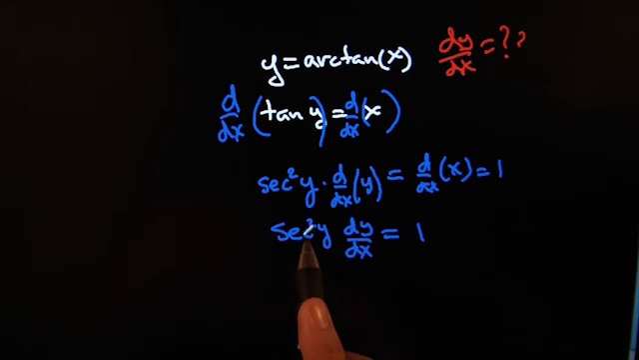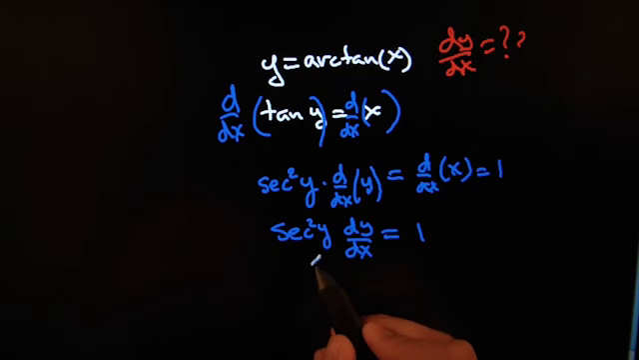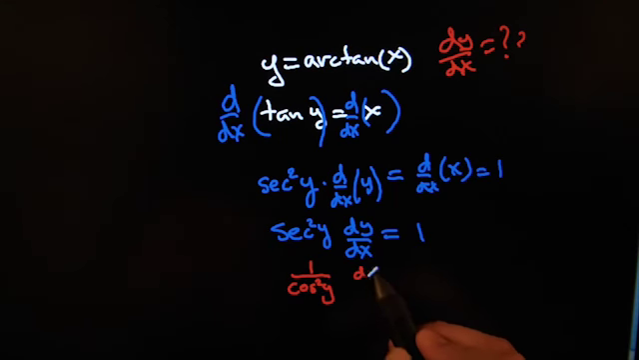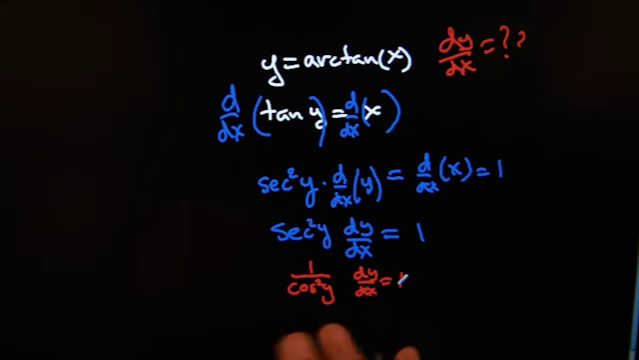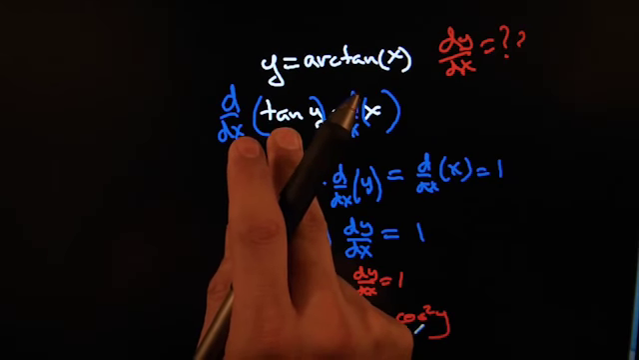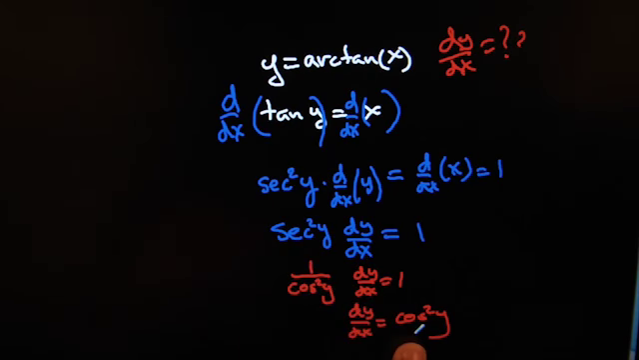Now you know that secant is 1 over cosine, right? So maybe it might help if I write it like 1 over cosine y times dy/dx is equal to 1. Maybe I could slap a cosine on both sides. That would give me dy/dx is equal to cosine squared y. But wait, there's more. Whoa. Wait a minute. Let's go back. Let's backtrack our steps here.